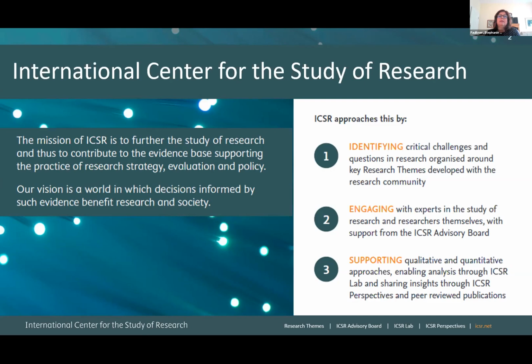Today, I'm also going to talk a little bit about research assessment in the broader context of research evaluation. So you'll hear me using both terms interchangeably. Research assessment is a big part of research evaluation as a whole.